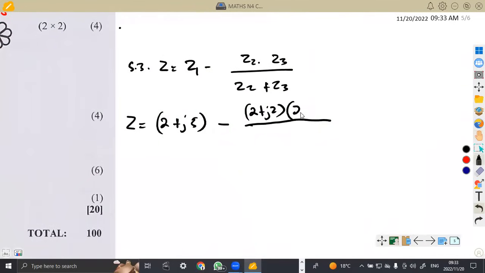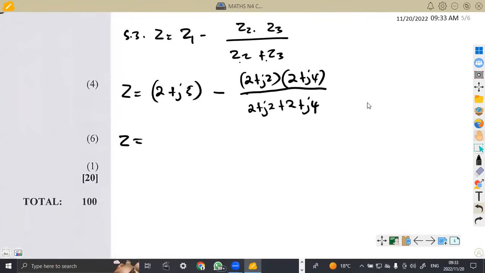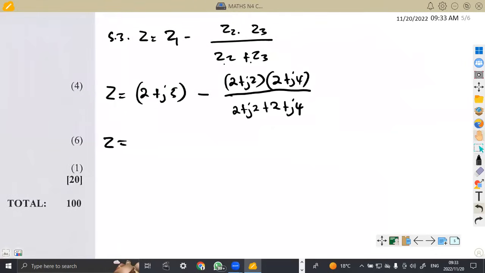So the question is for you to simplify 2 plus j4. So z2 plus z3, this time we add 2 plus j2 plus 2 plus j4. So let's simplify and see what we are going to obtain at the end. Okay, so the first part, just leave it as it is, 2 plus j5, just leave it as it is, minus.